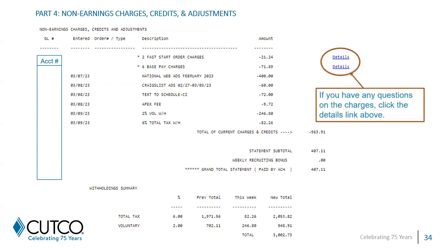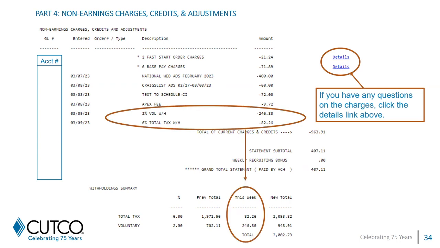If you have any questions on the charges, you can click the details link. It will open another window and show you detailed information. In this example, it will show you what reps the fast start charges were for, and it lists the order numbers. You will also see the amounts going into your withholdings for the week.